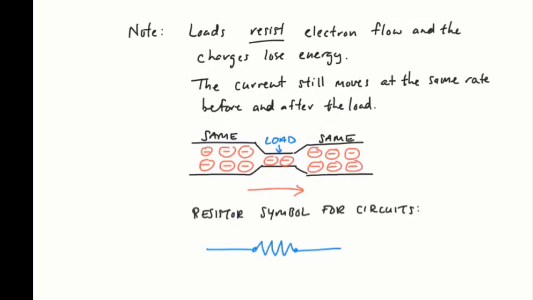And just a reminder that the resistor symbol for circuits will be these mountain peaks. You can draw it with a single mountain peak in the middle, or 2 mountain peaks, or 3 or 4, it doesn't really matter, but at least 1 or 2 in the middle is a good plan for your resistor symbol. And this is just showing that a resistor is considered a load, that the load is slowing down the current pathway.